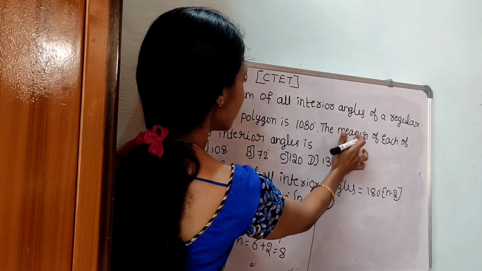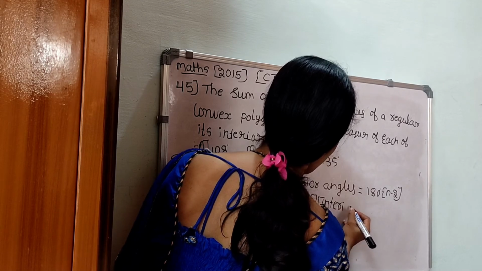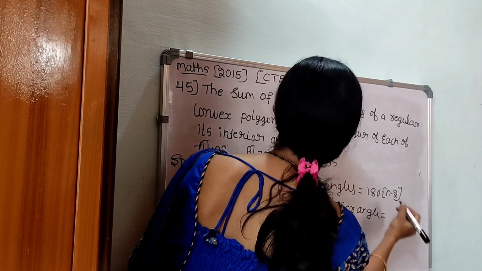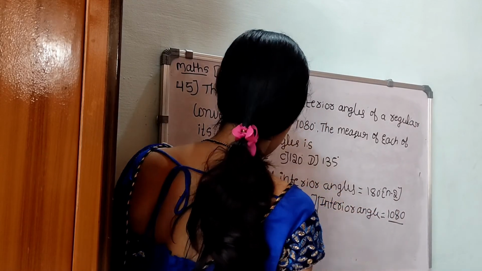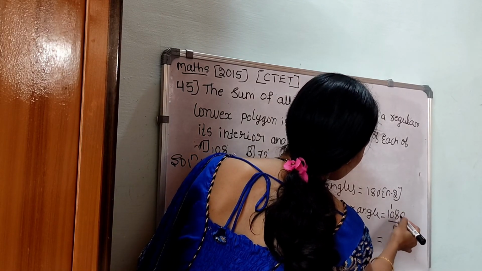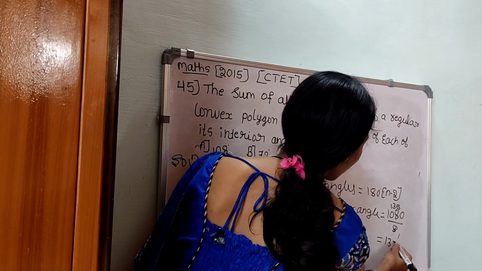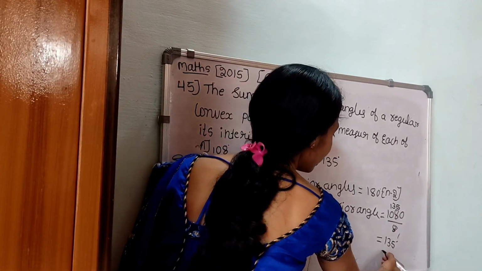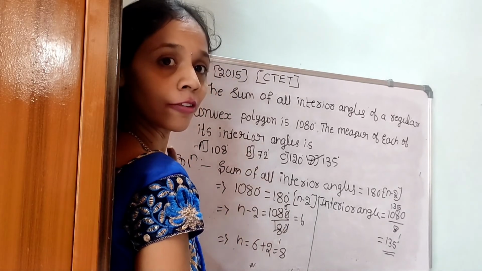Next, we find the measure of each interior angle. n is equal to the number of sides. So the sum of interior angles, 1080, divided by the number of sides, 8. Simplify this. 8 ones are 8, 2 as it is, 8 threes are 24, 8 fives are 40. So 135 degrees is the measure of each of its interior angles. So option number D is the correct answer. This is the solution of 45th one. Okay.